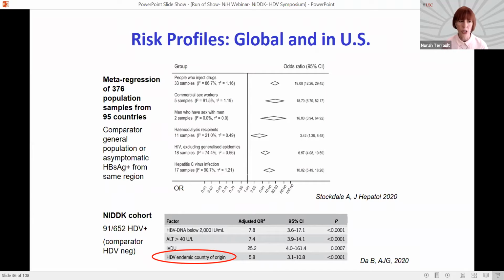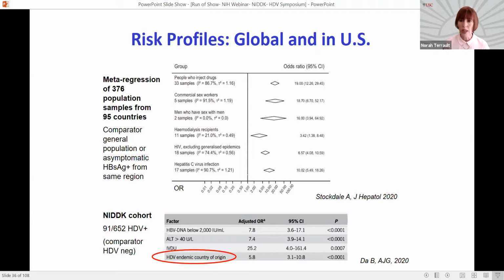So at the top is shown a meta-regression of 376 population samples from 95 countries. And in this case, they're comparing these risk factors to the general population or to the population of individuals who are surface antigen positive. So what emerges as being risk factors? It's persons who inject drugs, commercial sex workers, men who have sex with men, but also exposure to blood through other means like hemodialysis recipients.